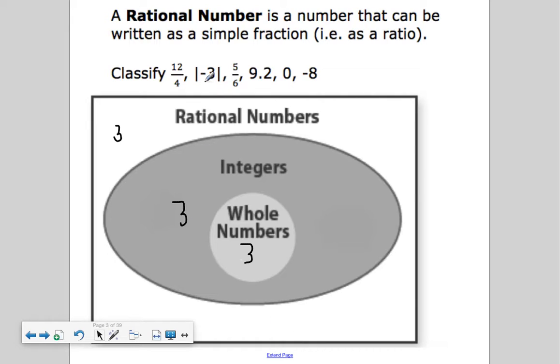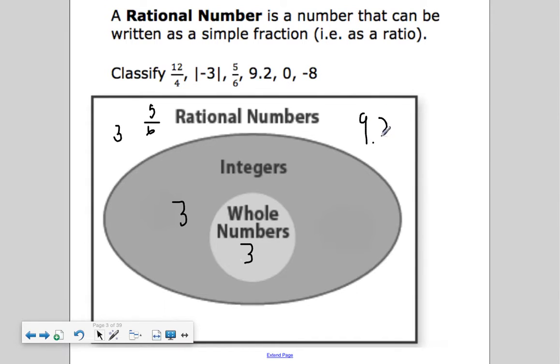What about this one? Absolute value of -3. That is just 3. And it goes in all three levels. 5.6: is that a whole number? Nope. Is that an integer? Nope. So it's a rational number. 9 and 2/10: is that a whole number? Nope. Integer? Nope. It is another rational number.